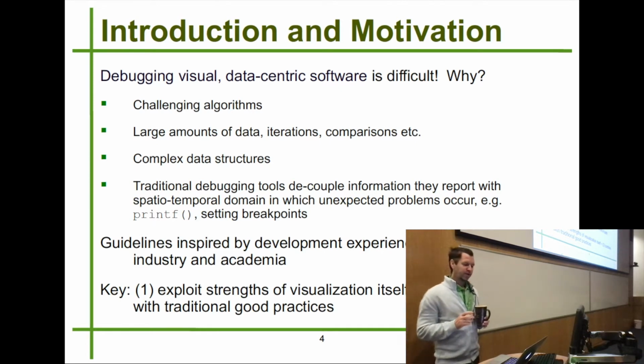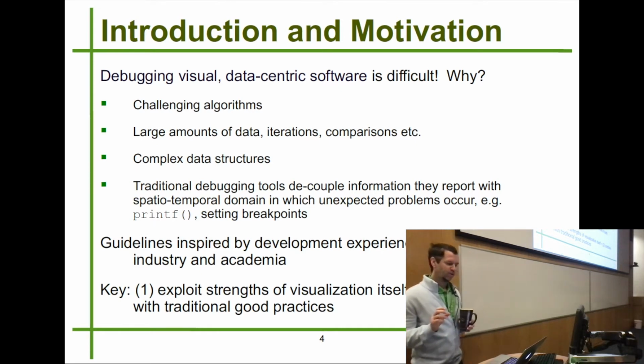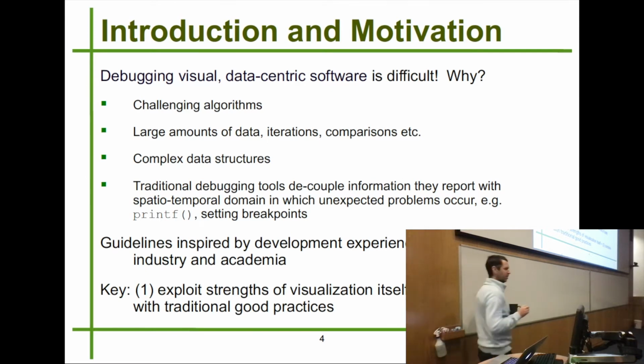And traditional debugging tools decouple the information they report from the spatio-temporal domain in which unexpected problems occur. That means, imagine you're looking at your bricks application, is that what it's called? The one we're working on for the coursework? The bricks program, break a brick or whatever it's called. You see the ball moving around. You run into a bug. And what do you typically see? Some sort of a printout in the console that says error.